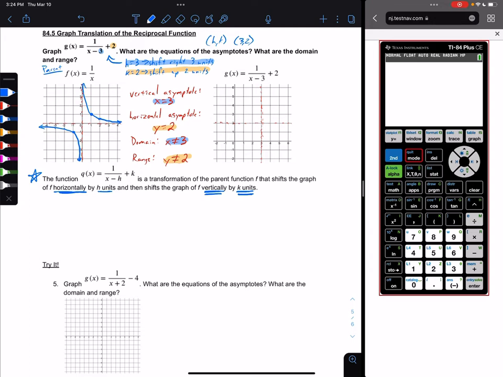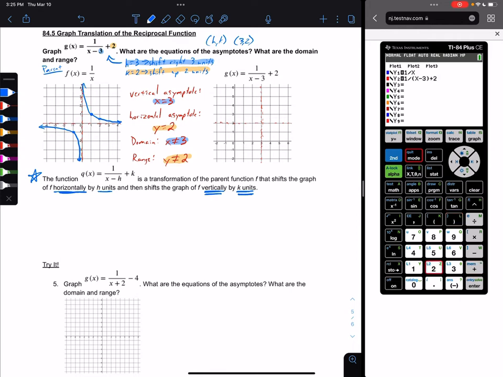Plotting the points is probably best done using the calculator. So you want to go to y equals. I'm actually going to plot the original as well. So I'm going to do 1 divided by x. And then I'm going to plot as y2 my g of x. So I'm going to do 1 divided by, make sure to put the x minus 3, your denominator, in parentheses. And then we're going to add 2.